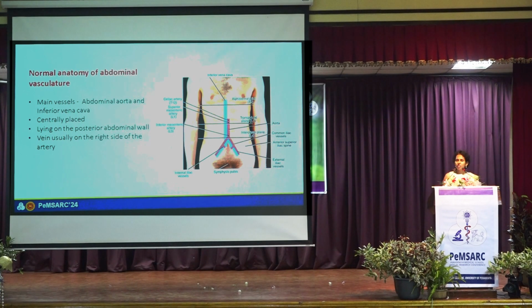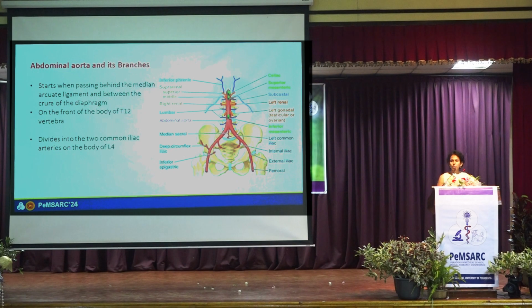Now, this is the normal anatomy of the abdominal vasculature. So, there are two main vessels, the abdominal aorta and the inferior vena cava. Both of them are centrally placed, lying on the posterior abdominal wall with many of their branches and tributaries, but with the vein usually on the right side of the artery. So let's talk about the abdominal aorta and its branches first.